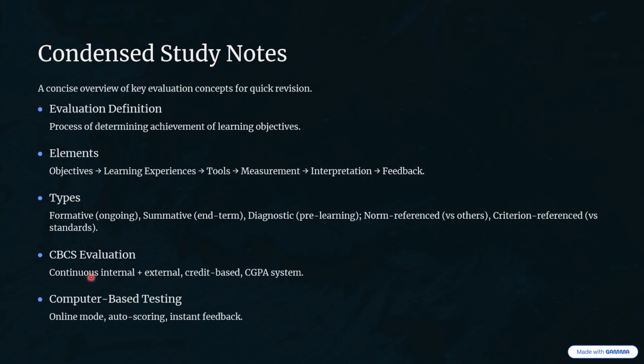And CBCS evaluation is a continuous internal and external assessment within a credit based system. Next is computer based testing. It provides online testing, automated scoring, and instant feedback.